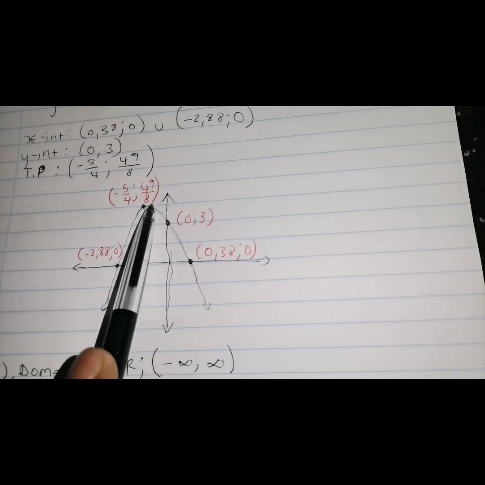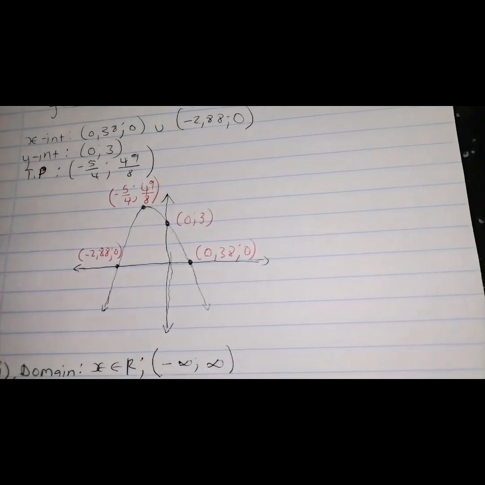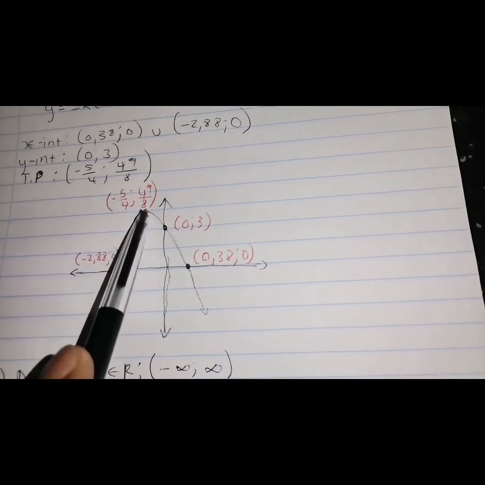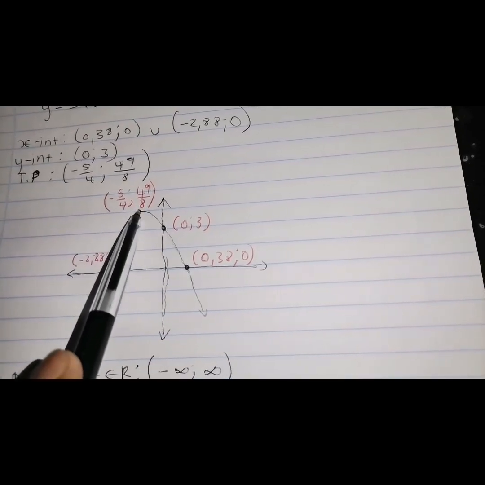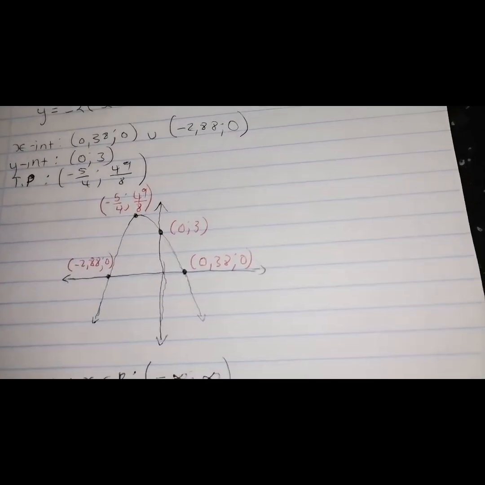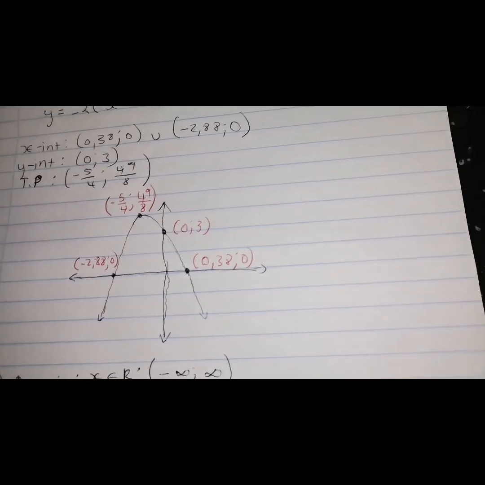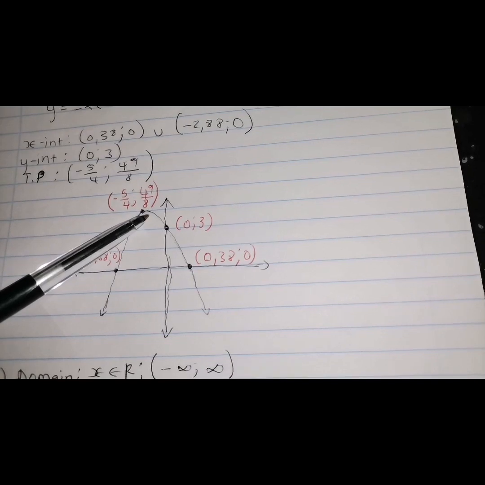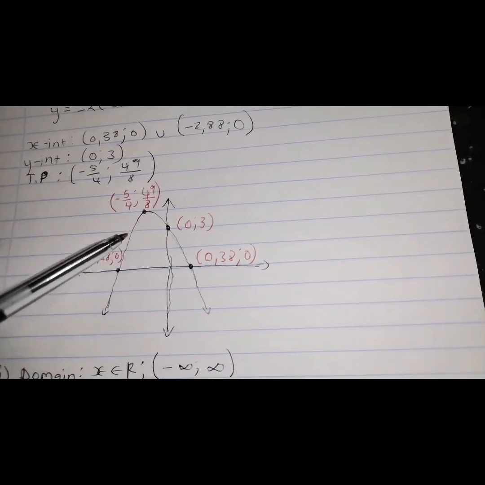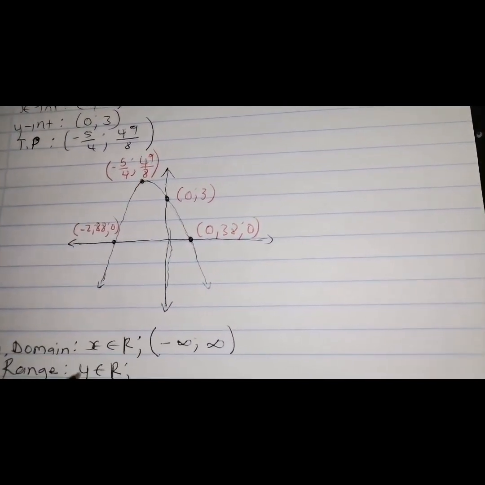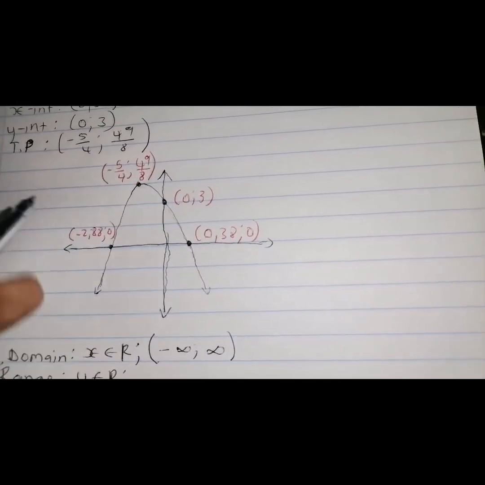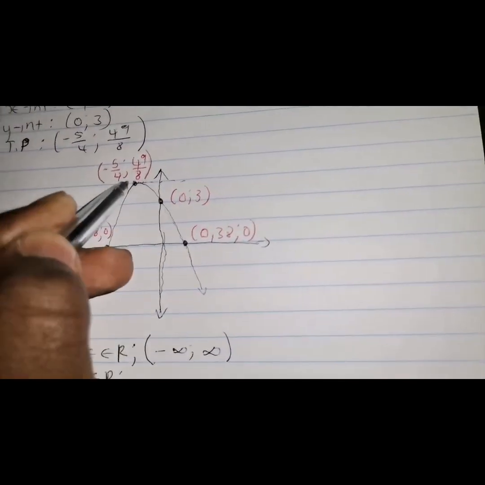What is the coordinate of the turning point? The y coordinate of the turning point is 49 over 8, and this graph turns here. There are no other values that are bigger than 49 over 8. So our graph turns at this point, meaning our range ends at this point, meaning this point is our maximum point.